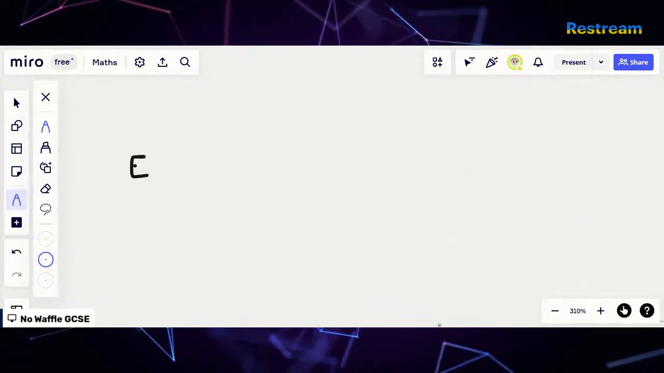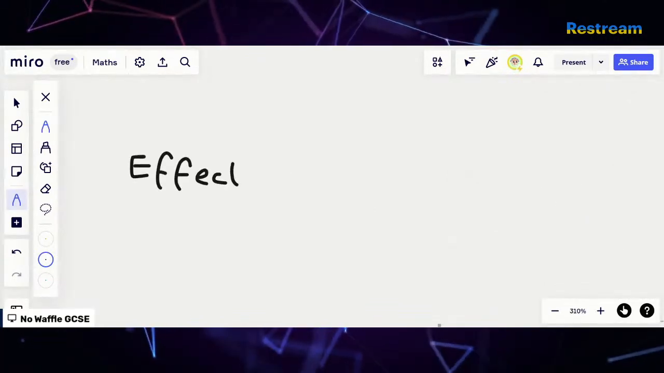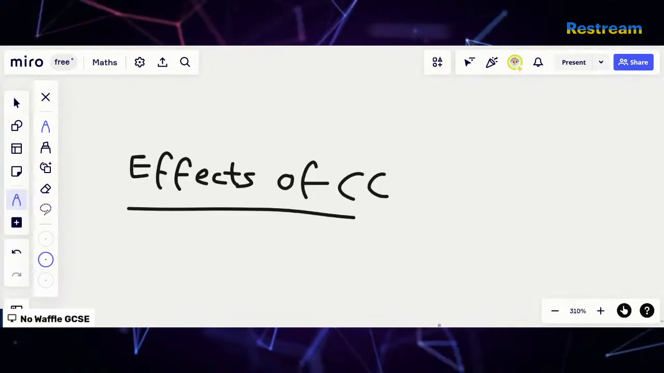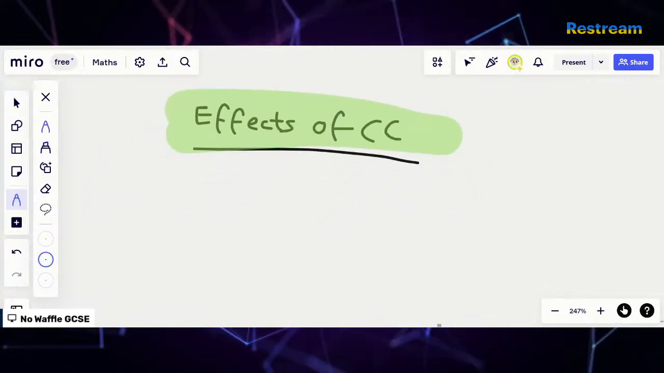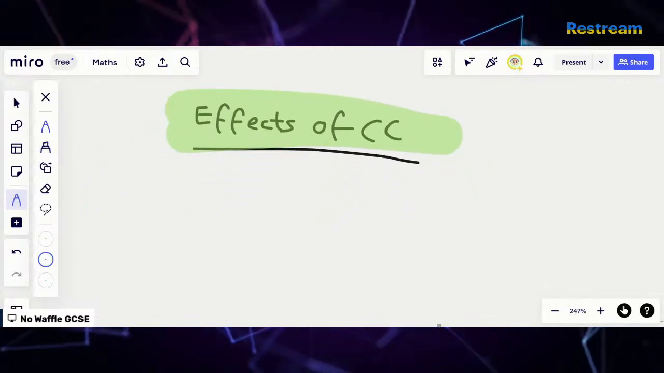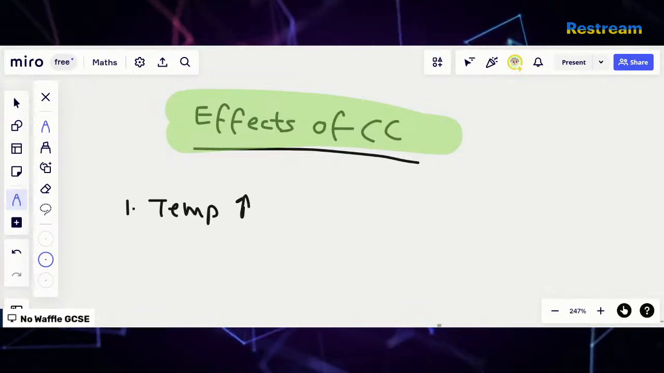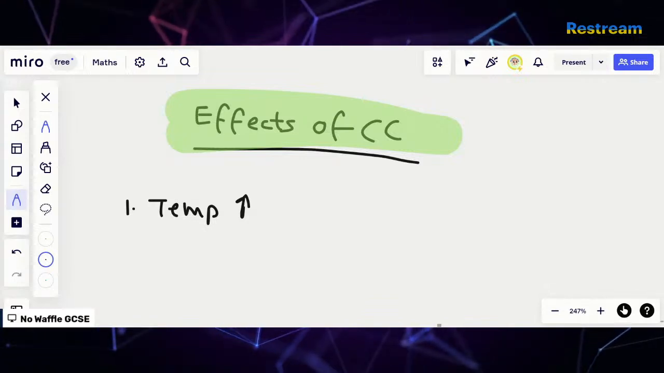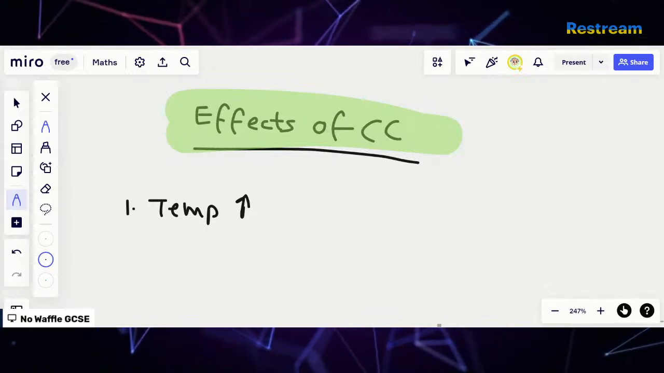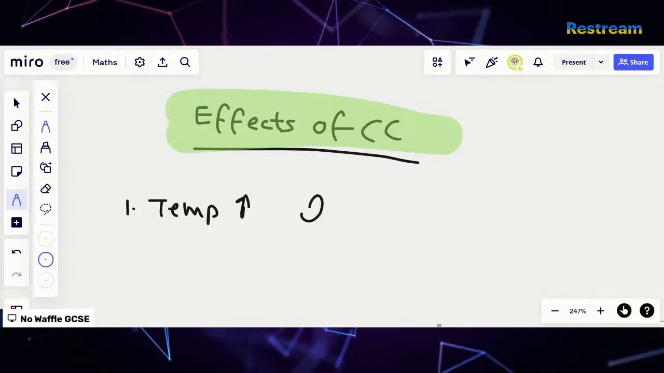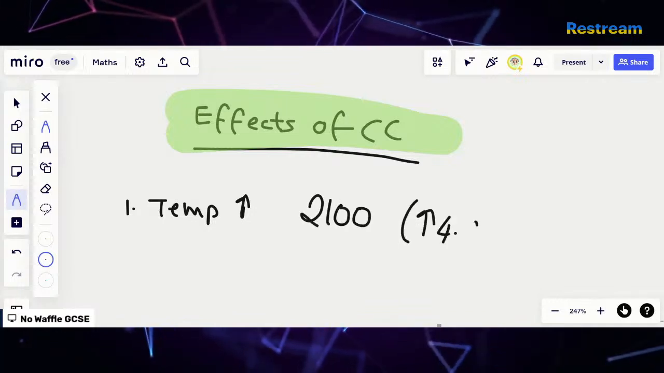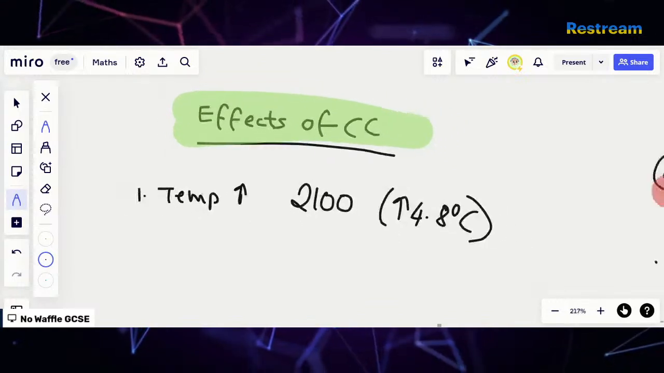Okay, effects of climate change. So, in terms of the effects of climate change, firstly, temperatures are expected to rise from 0.3 to 4.8 degrees Celsius. So it can rise all the way up to 4.8 degrees Celsius by 2100. Actually, a massive increase in comparison to what we've had before.